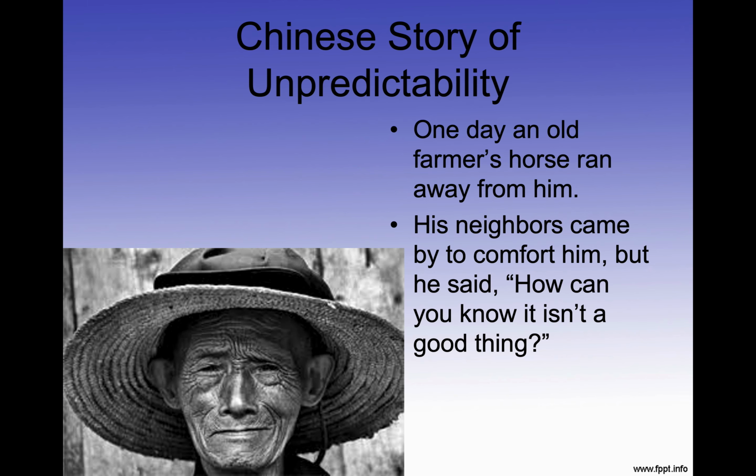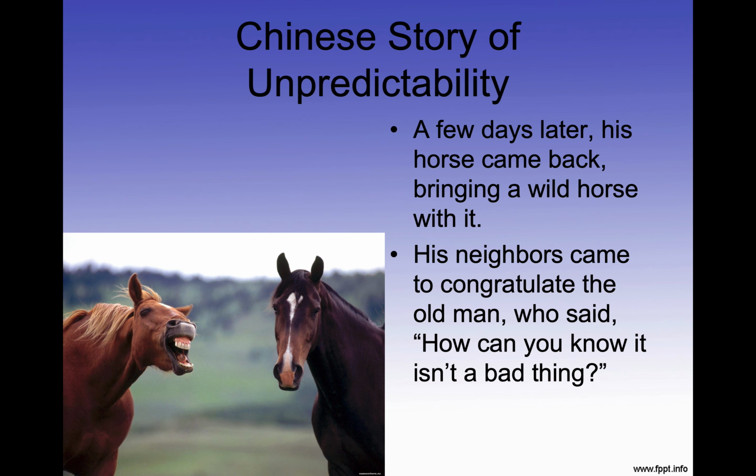This is a Chinese story of unpredictability. One day an old farmer's horse ran away from him. His neighbors came by to comfort him, but he said, "How can you know this isn't a good thing?" A few days later, his horse came back bringing a wild horse with it. His neighbors came to congratulate the old man, who said, "How can you know this isn't a bad thing?"